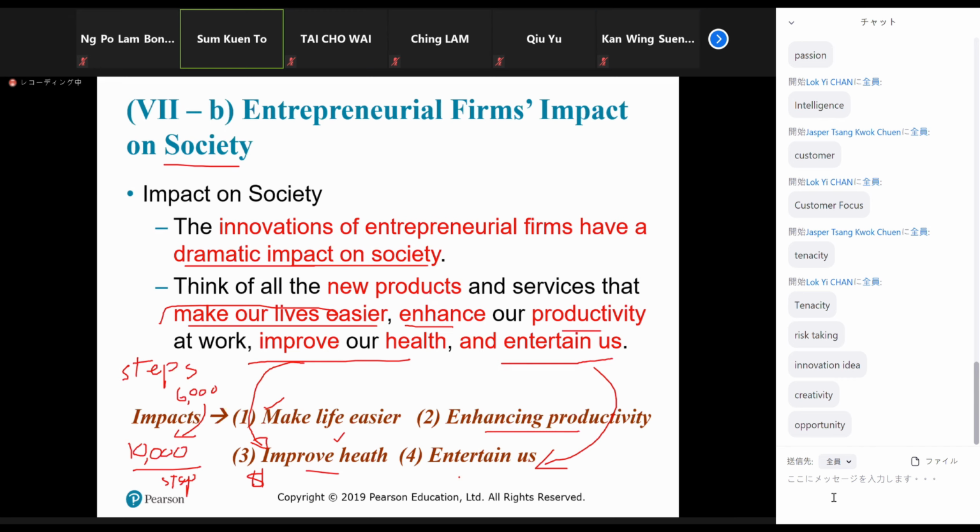So all these are because people are very innovative. They invent smartphones with a lot of new applications which make your life easier, more productive, improve your health, and also give you some sort of entertainment. So you see, entrepreneurs are important. I hope some of you will become entrepreneurs, whether you study Japanese, accounting or finance.